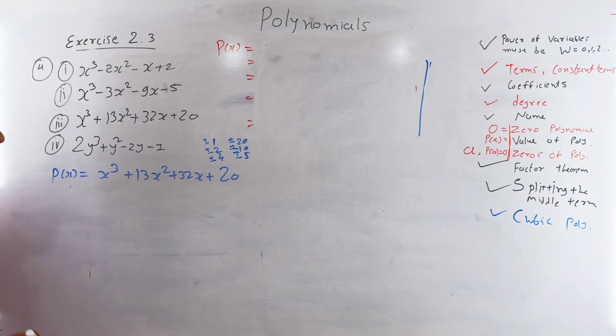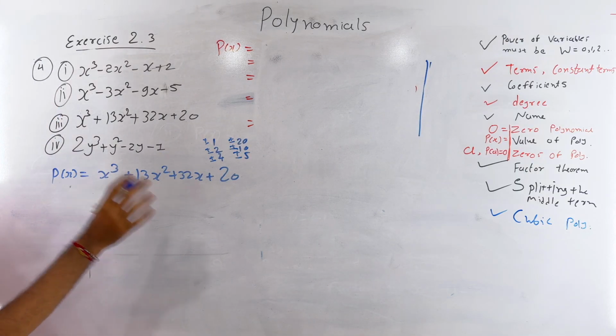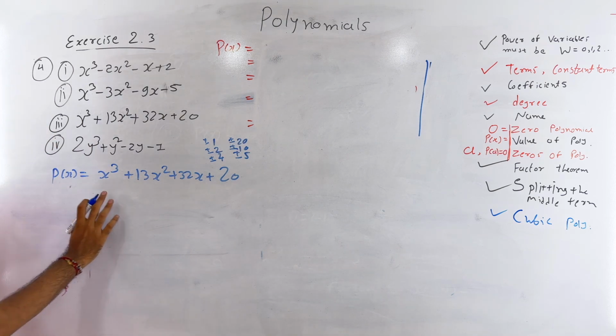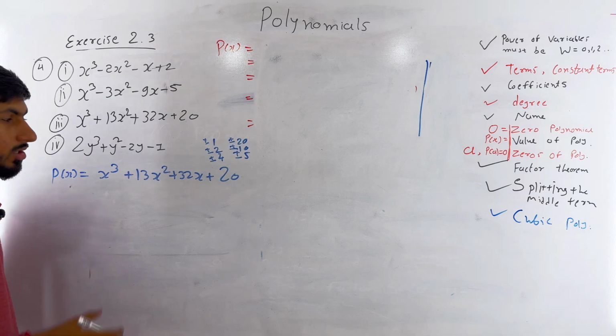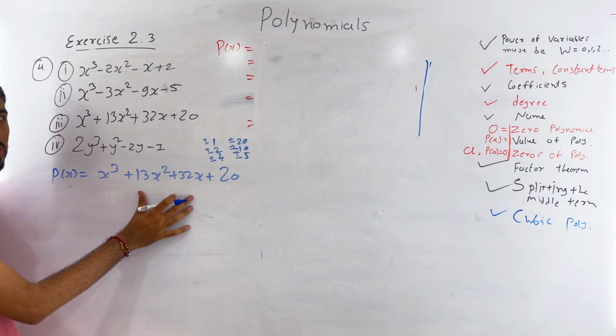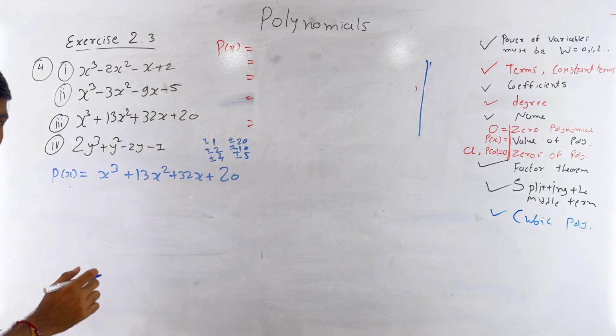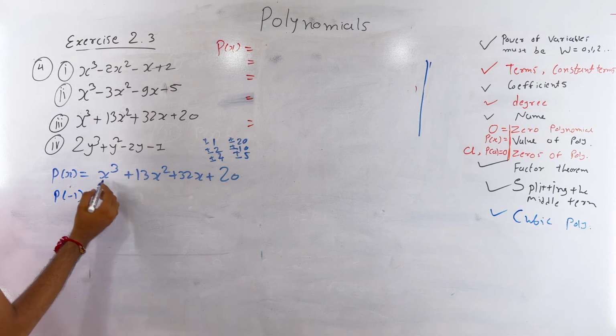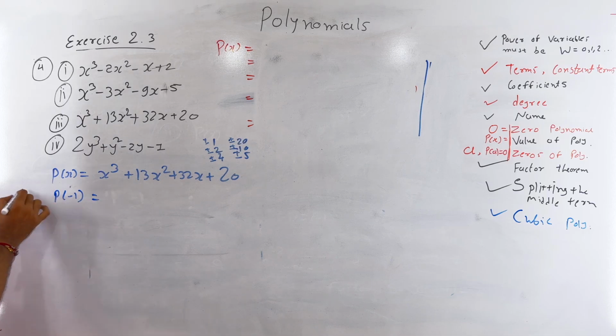So I will start with plus 1. But you can see that all the terms are positive in this polynomial. So to get the answer as 0, if I use any positive value as x, my answer will not come as 0, right? So let me try it with minus 1. So p of minus 1, what will be your answer? We will see.